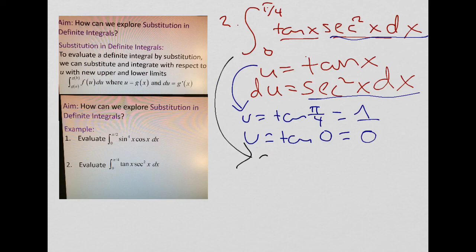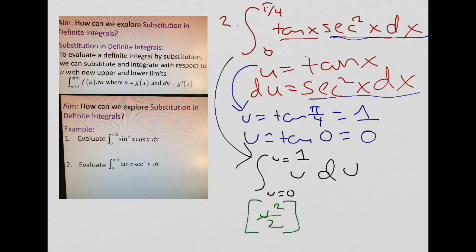So let's rewrite this using our expressions with u. This is going to become, when I integrate, u squared over 2, and I'm plugging in 1 and 0 because those are my u values. So you can see how we're just getting an answer of 1/2. No need to do any other substitution.